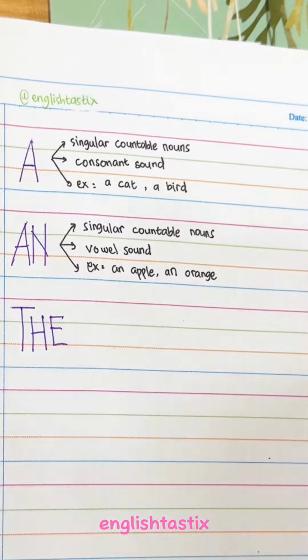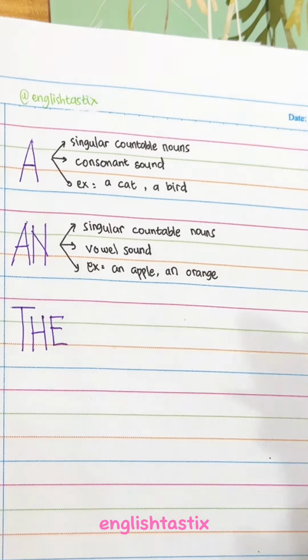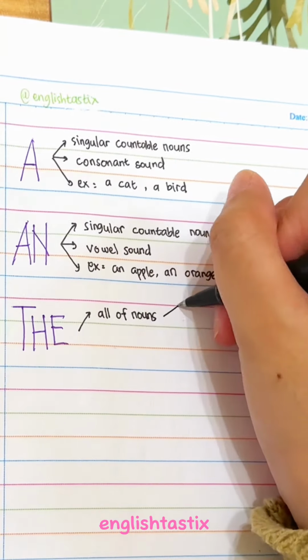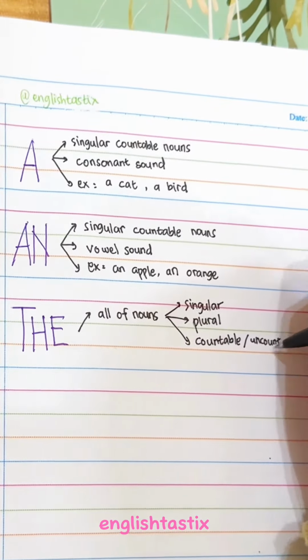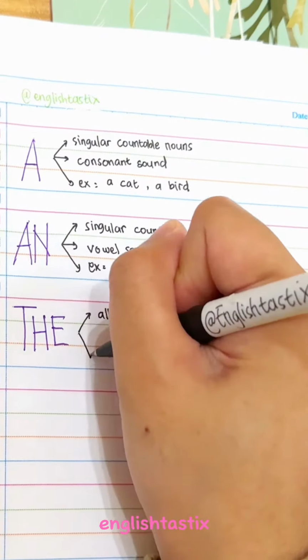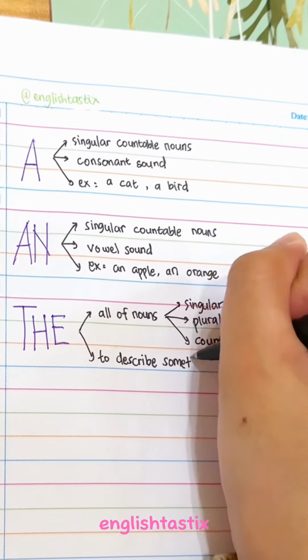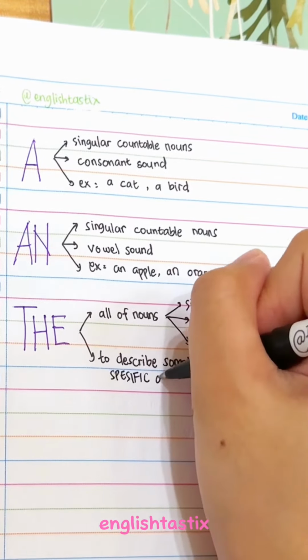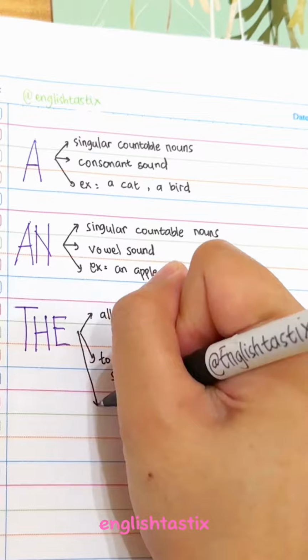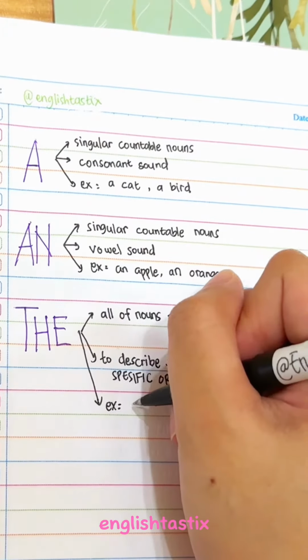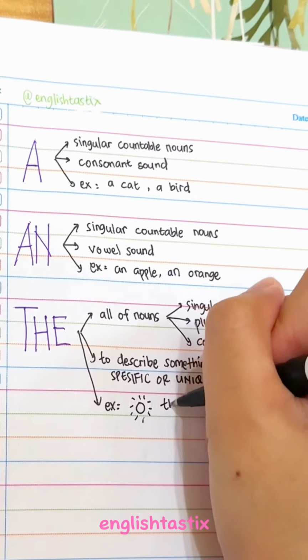The. We use the in front of all nouns. It doesn't matter whether the nouns are singular, plural, countable, or uncountable. It is used to describe someone or something specific or unique. Example: how many suns do we have? Only one, so we call it the sun.